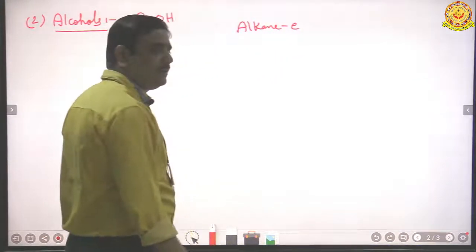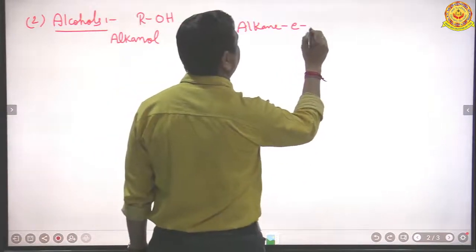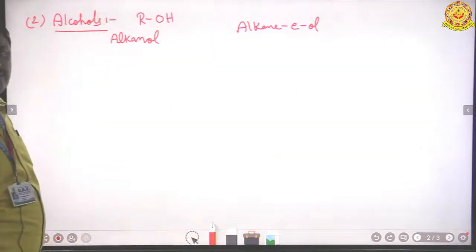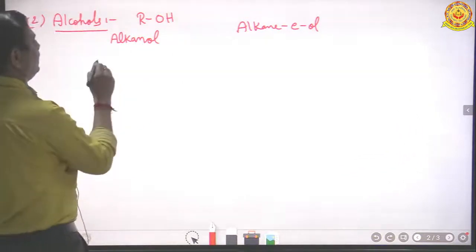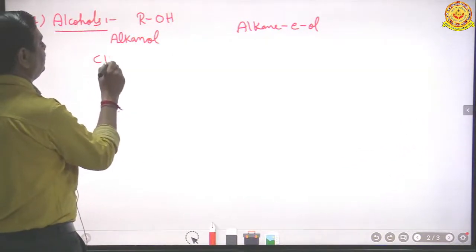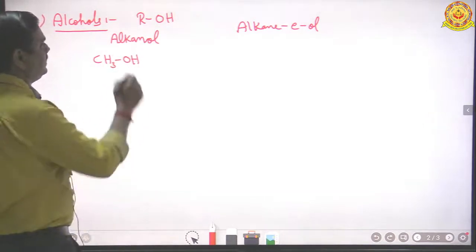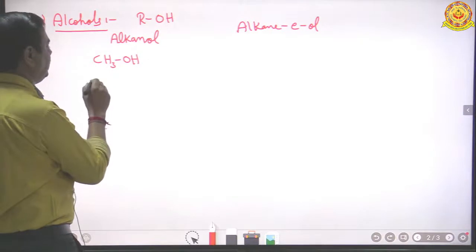From the alkane, E is subtracted and OL will be added as suffix. So it will become alkanol. Okay, got it? First member: CH3OH. What will be the IUPAC name? Alk, meth, so methanol.